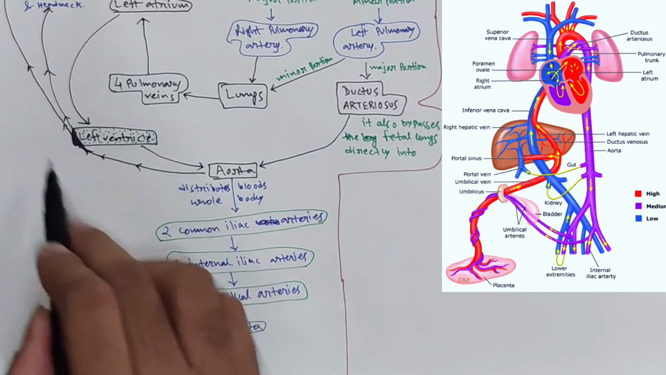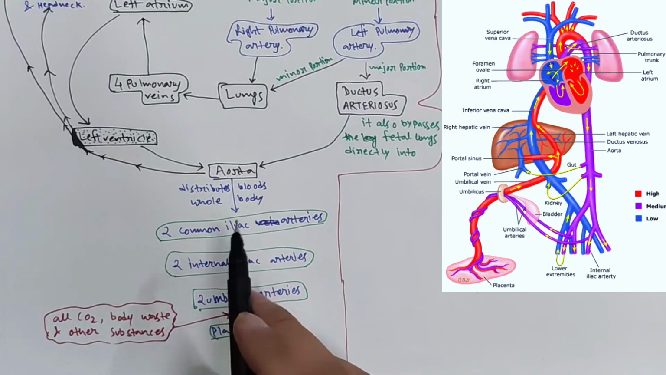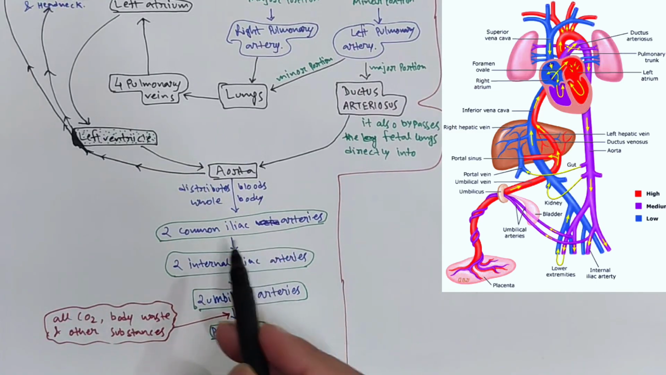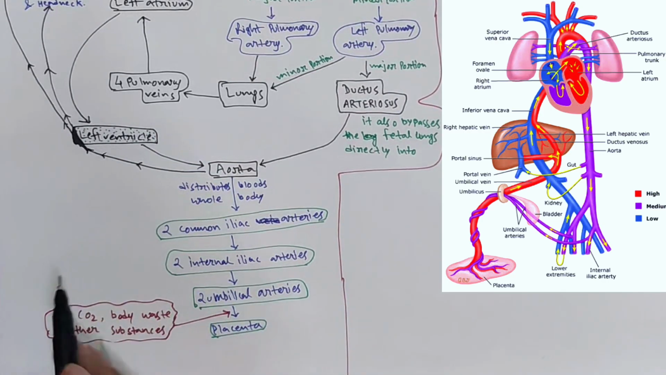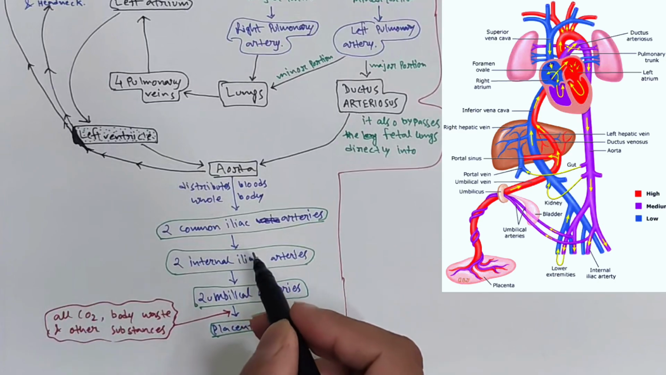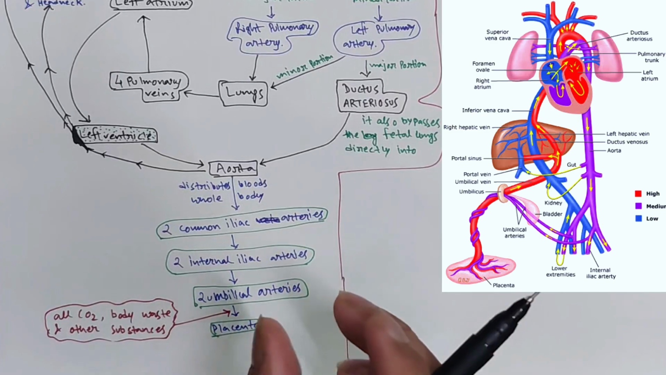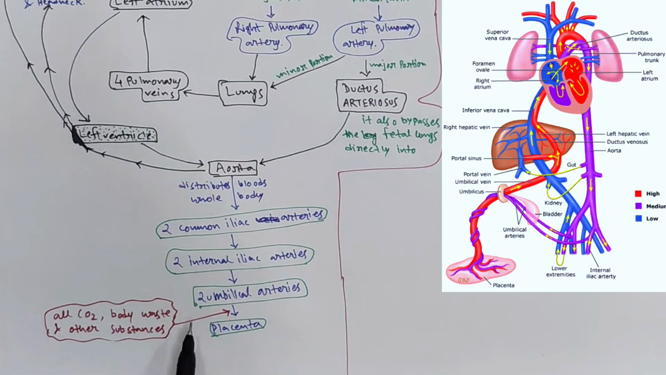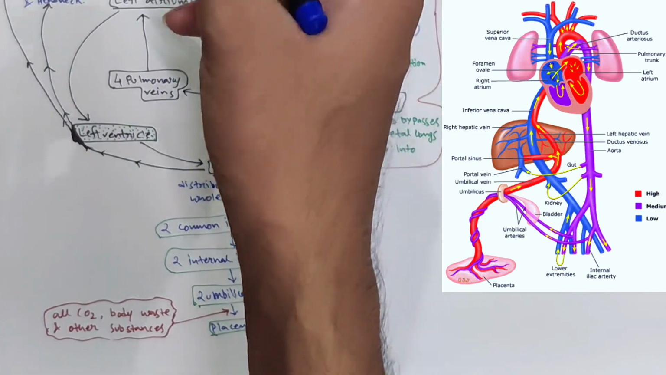Now after distributing to the entire body of the fetus, the remaining blood enters into the two common iliac arteries, right side and left side. From there it goes to the internal iliac artery, right and left, and from that it directly forms two umbilical arteries, right and left. Now these two umbilical arteries join again into the placenta. This blood consists of carbon dioxide, body waste of the baby and other substances, and ultimately comes back to the placenta. Now the blood of the placenta is purified again in the mother's body and enters again into the baby.